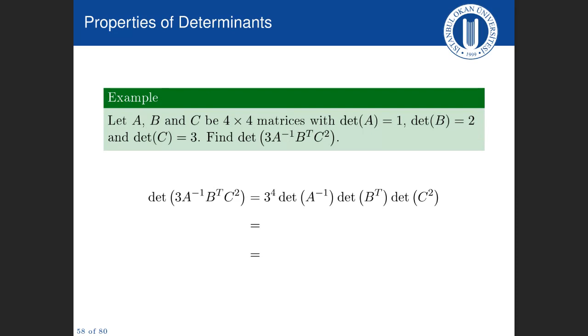Let A, B, and C be 4 by 4 matrices, where the determinant of A is 1, the determinant of B is 2, and the determinant of C is 3. Find the determinant of 3A to the power minus 1, B transpose, C squared. Let's split this up. Remember, we have a 4 by 4 matrix. So if we take the number 3 outside, it becomes 3 to the power 4.